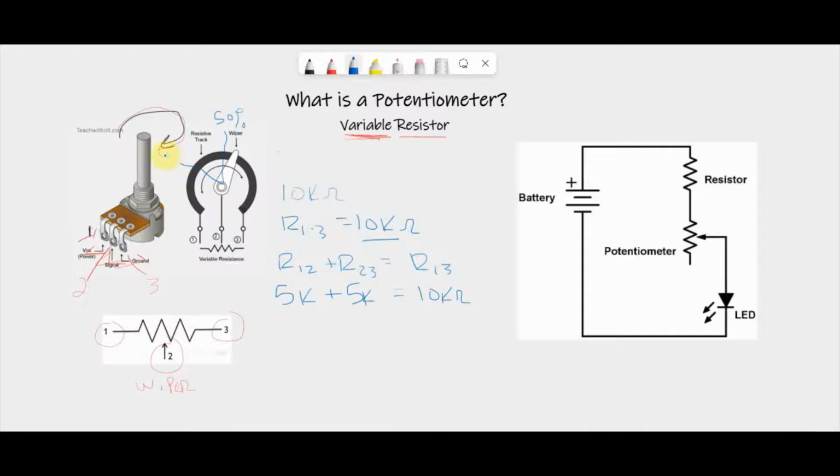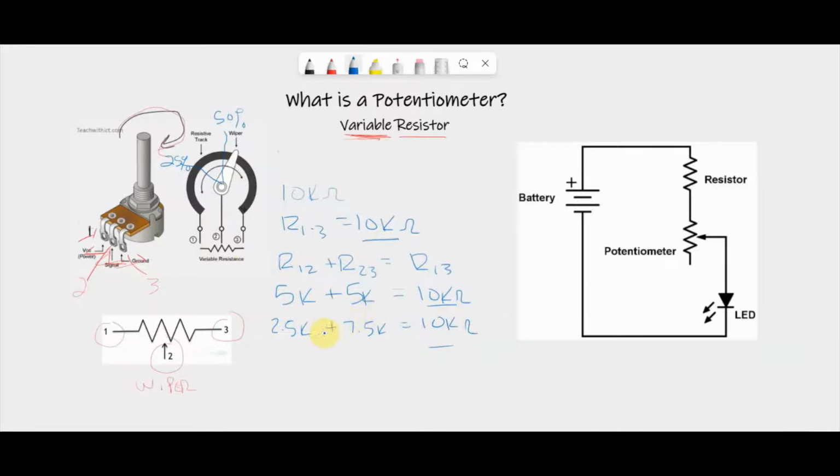Now, if we take this over to 25%, then the resistance between 1 and 2 is only going to be 25% of the total. So that's going to be 2.5K, or 2,500. And then the rest of it is 75% of the 10K, which is 7.5K. And that's still going to equal 10 kilo ohm. So it's important to know that wherever we have that wiper, when we add up our 1, 2 plus our 2, 3, we're always going to come up with that total.